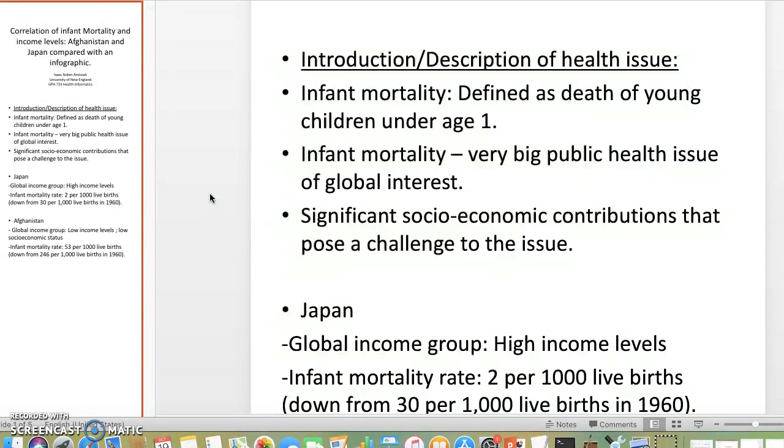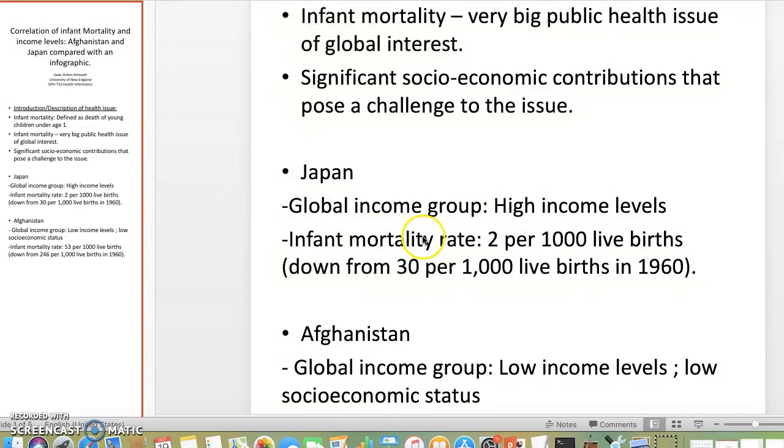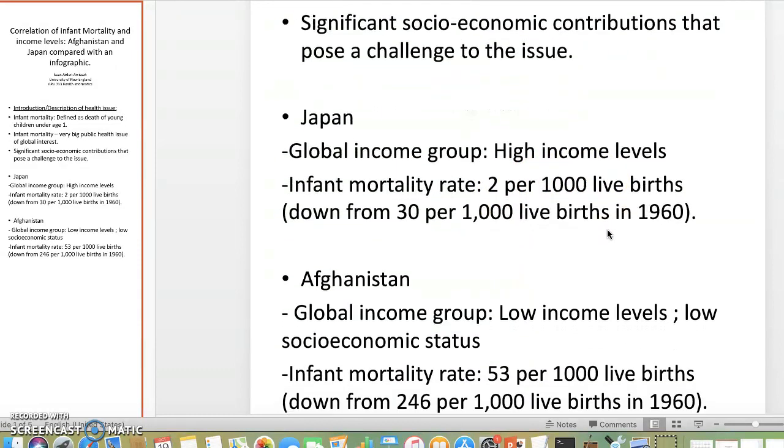infant mortality. An example is Japan, which is in the global income group of high income level, and as evident here, there has been a reduction from 30 per thousand live births in 1960 to most recent mortality rates of 2 per thousand live births.